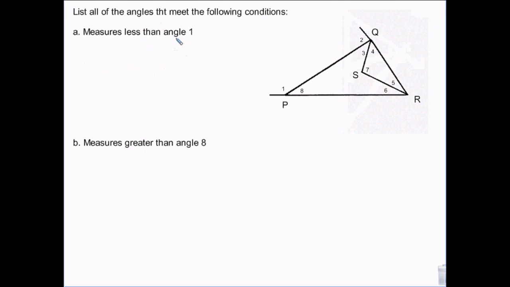We want angles that are less than angle 1. Well, here's angle 1. And angle 1 is outside of this triangle. Okay. So, angle 1 is outside of the big triangle. We're looking on the opposite side, so we have this angle and this angle that'll be less than angle 1. Well, these two together are less than angle 1, so individually they're also less than angle 1, correct? So I have angle 3, angle 4, angle 5, and angle 6.